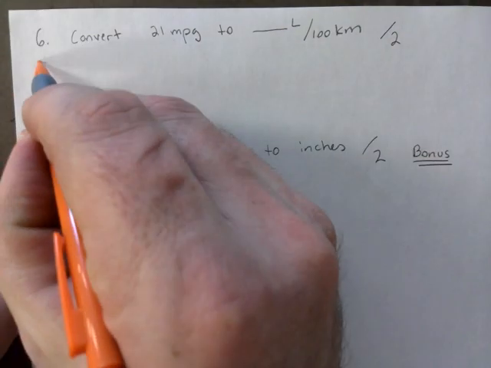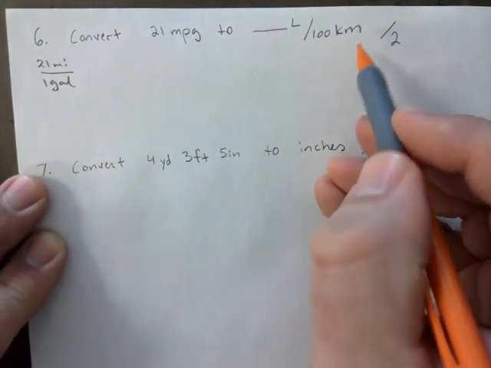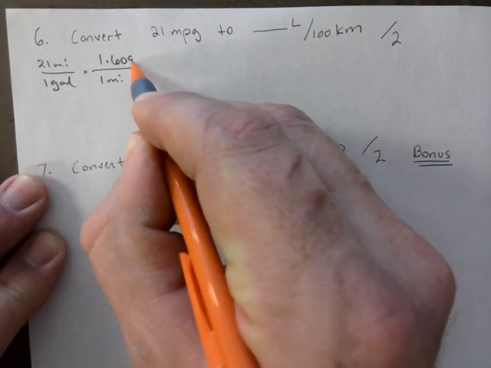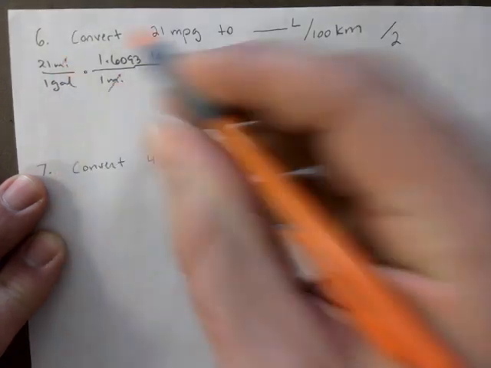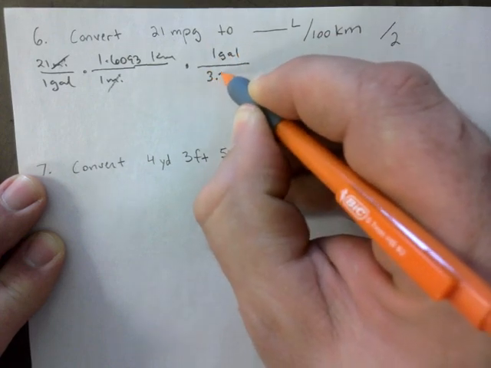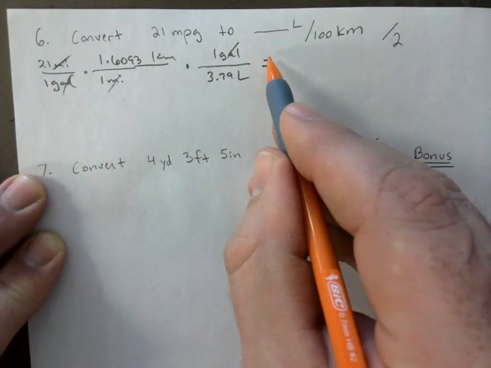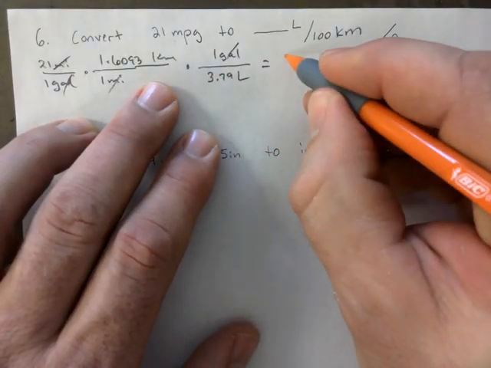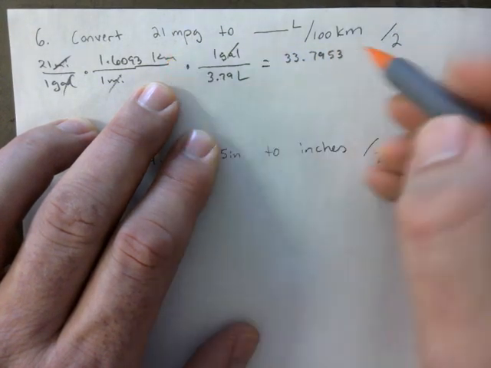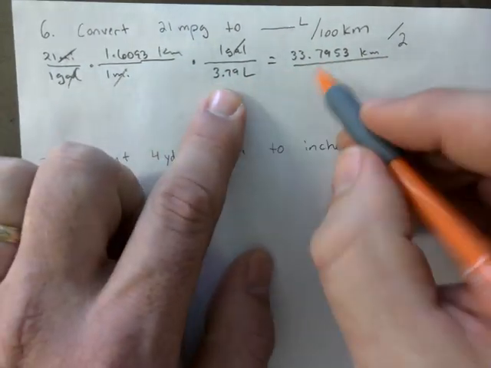So up to you, but I went 21 miles in 1 gallon. I need liters and kilometers. So I'm going to go 1 mile has 1.6093 kilometers. Cancel, cancel. And I also want the gallons gone, so 1 gallon has 3.79 liters. Cancel, cancel. When you multiply the top out, you get 33.7953 kilometers. That's all that's left in the numerator. And the denominator is 1 times 1 times 3.79, which is 3.79 liters.